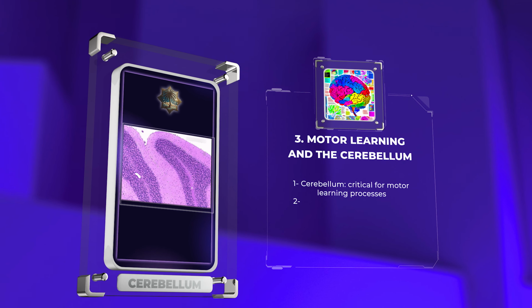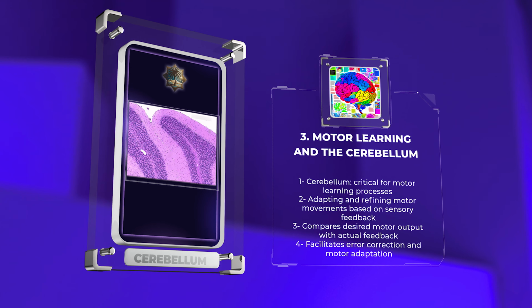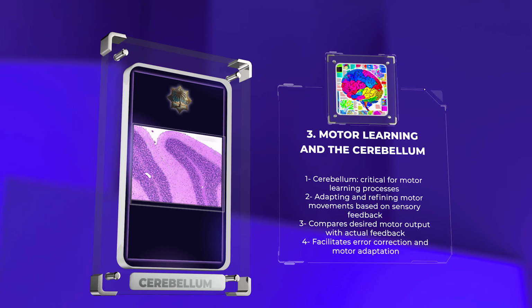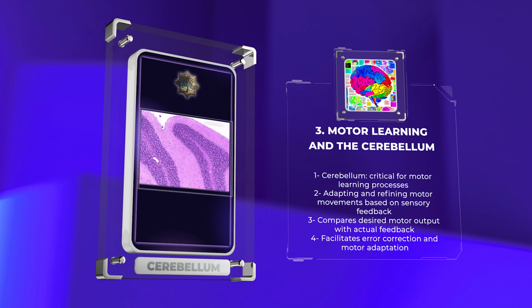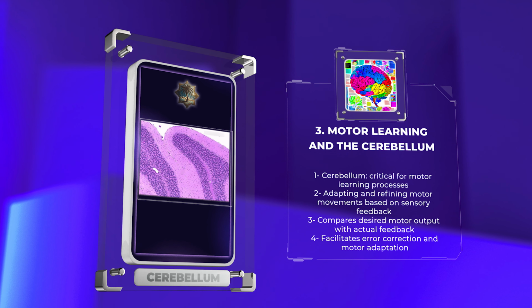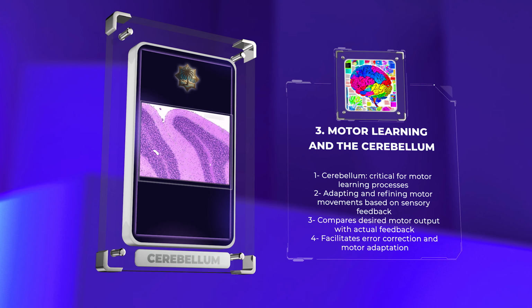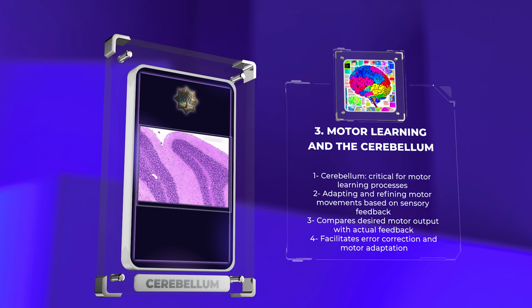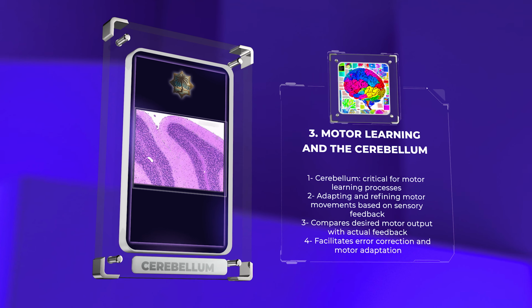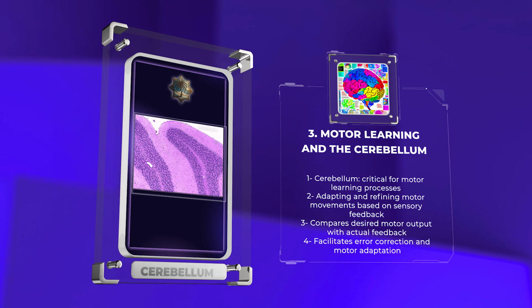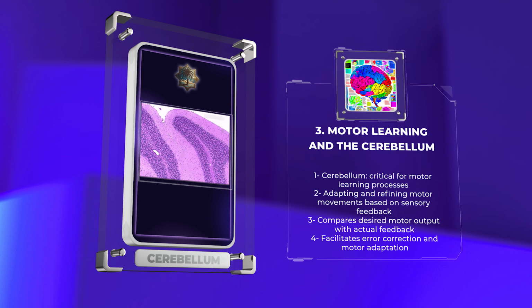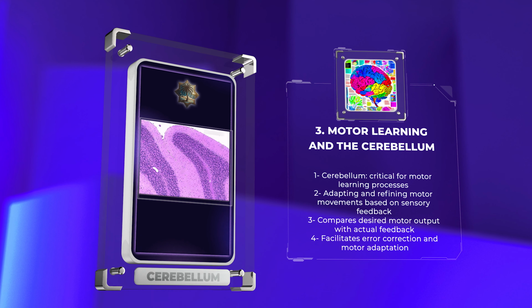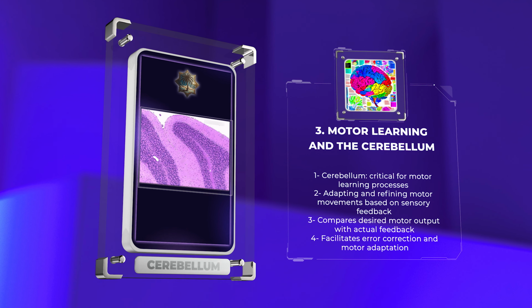The cerebellum is critically involved in motor learning processes. It plays a significant role in adapting and refining motor movements based on sensory feedback. Through its connections with the cerebral cortex and other brain regions, the cerebellum compares desired motor output with actual sensory feedback, facilitating error correction and motor adaptation. This process is crucial for acquiring new motor skills and refining existing ones. Damage to the cerebellum can impair motor learning and lead to motor deficits commonly observed in cerebellar ataxias.